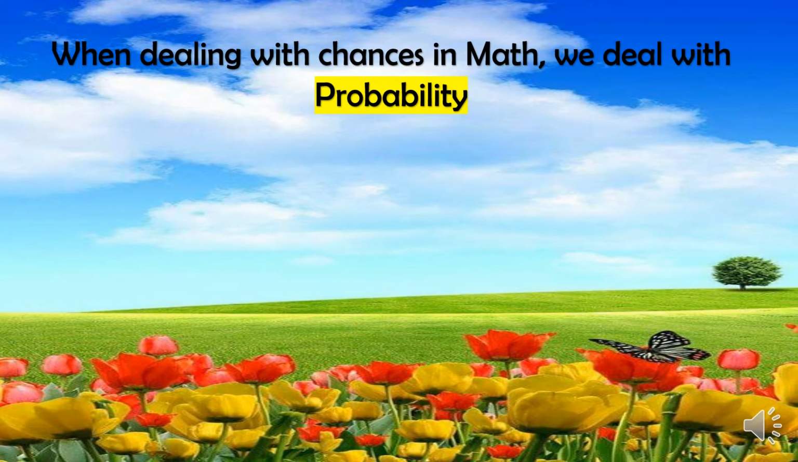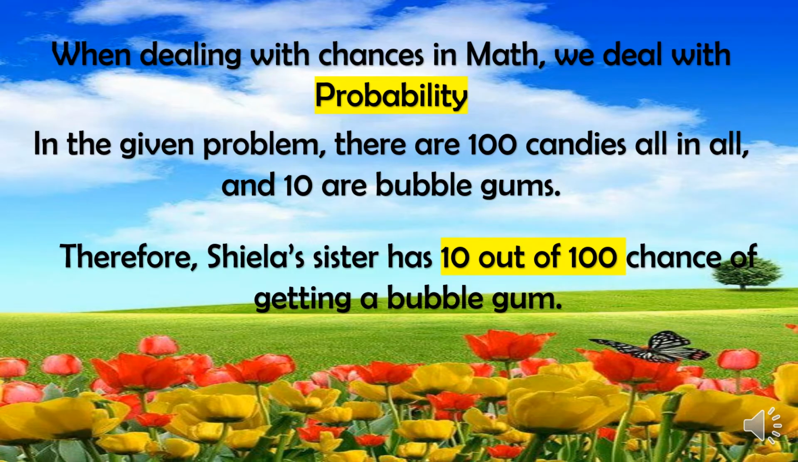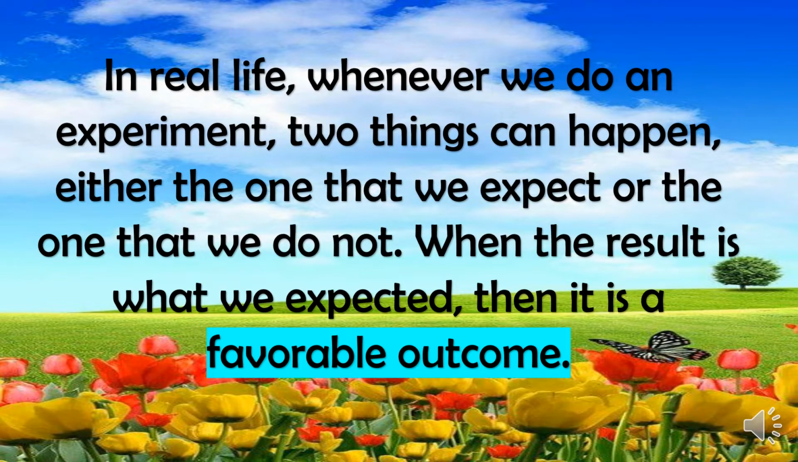When dealing with chances in math, we deal with probability. In the given problem, there are 100 candies all in all, and 10 are bubble gums. Therefore, Sheila's sister has 10 out of 100 chance of getting a bubble gum. In real life, whenever we do an experiment, two things can happen. Either the one that we expect or the one that we do not. When the result is what we expected, then it is a favorable outcome.